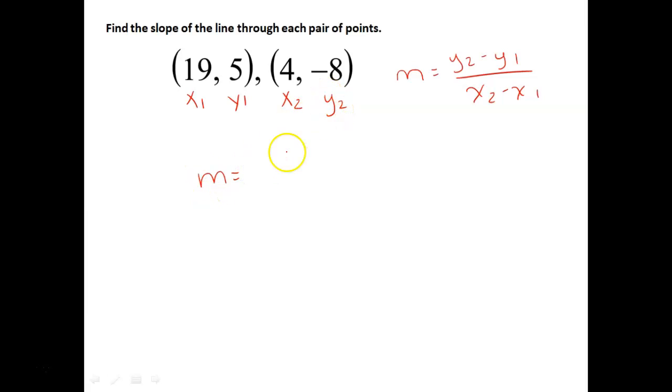M equals y2, which is negative 8, minus y1, over x2 minus x1. So I have negative 8 and negative 5. That's going to give me negative 13. And I have 4 minus 19, and that's going to give me negative 15. I can't have a negative over a negative, so it's going to be positive 13 over 15.